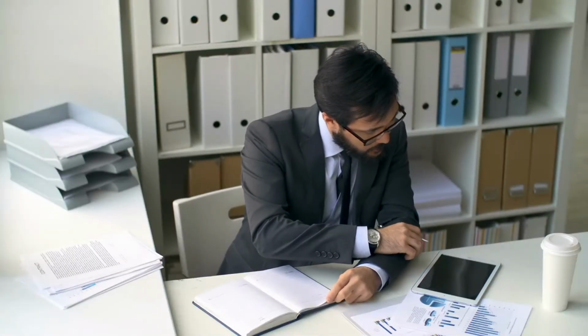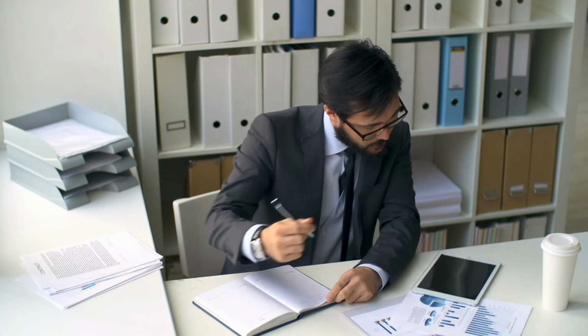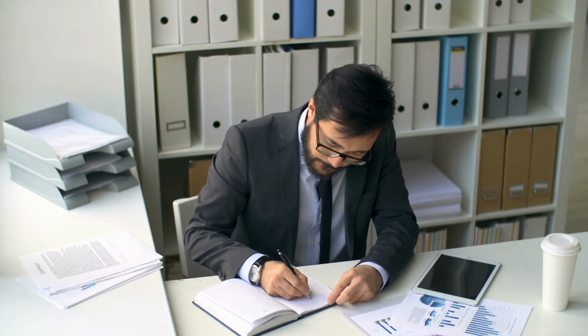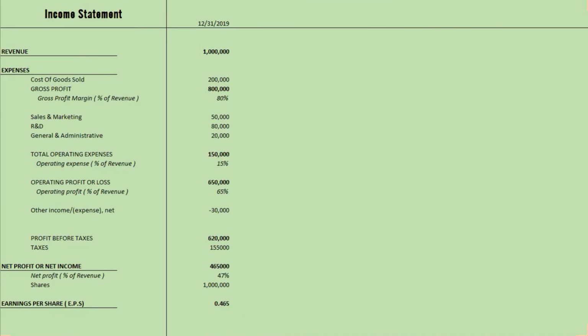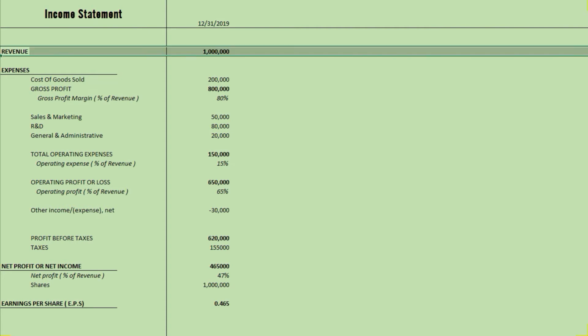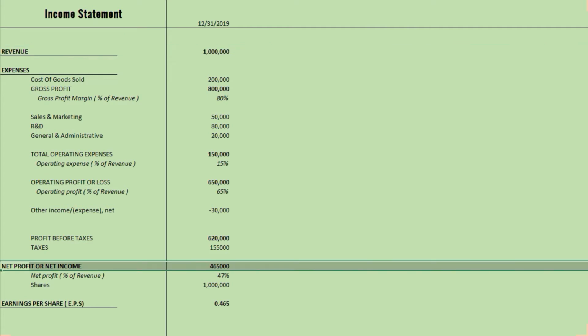Now, knowing what an income statement is, let's analyze a sample income statement. Almost all income statements follow a similar structure. Income statements begin with the revenue of the company. For this reason, revenue is also called the top line. At the bottom of the income statement, you have the net income or net profit, otherwise called the bottom line.